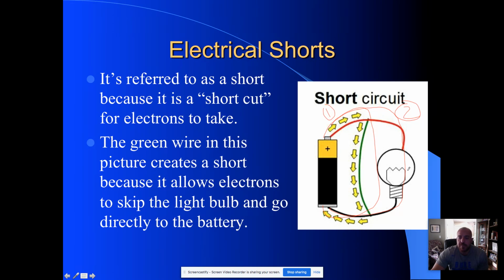Well, remember, light bulbs are resistors, and electricity takes the path of least resistance. In other words, it doesn't want to be slowed down. It wants to go as fast as it can. So if it can avoid this light bulb, it will. It'll take the shortcut, which is why we call it a short, and it will only take path 1. Even though the light bulb is in a closed circuit, the light bulb in this situation would never go on. And the reason is the electricity skips it, it takes a short path, and eventually could cause a fire.